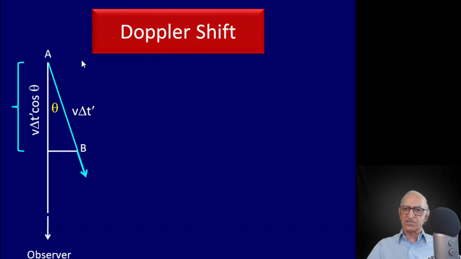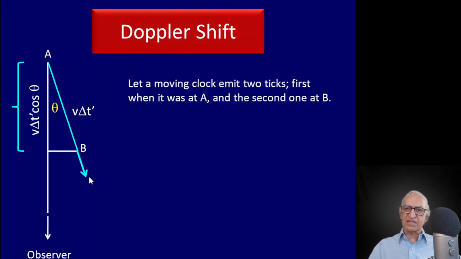Let us consider the familiar Doppler shift. Here is a clock at A, and the clock is moving in this direction with a uniform velocity v. And out here is an observer at a distance d from the clock. And the clock is moving in a direction which makes an angle theta with respect to the line joining the initial position of the clock and the observer. Now let this moving clock emit two ticks, and let the first tick be emitted when the clock was at A, and let the second tick be emitted when the clock reached the point B. And let the time interval between the two ticks be delta t prime in the moving clock's frame.